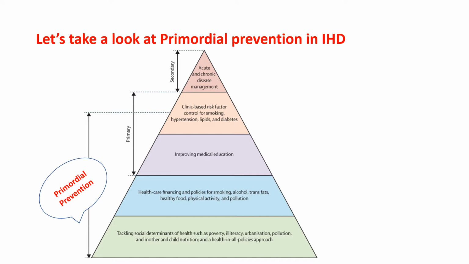We are actually working at the primordial prevention, that is, nipping the bud before it has blossomed, that is, controlling ischemic heart disease even before it is manifest. So that is how primordial prevention comes across as one of the best prevention modalities available for tackling any form of non-communicable disease for that matter.